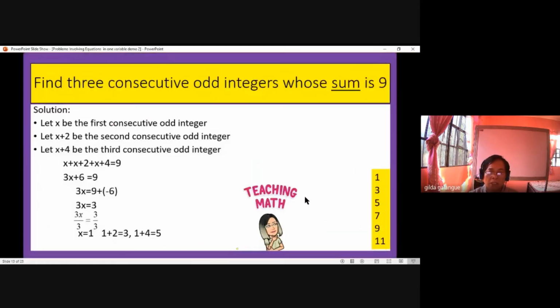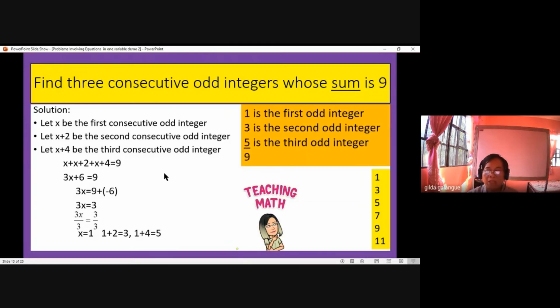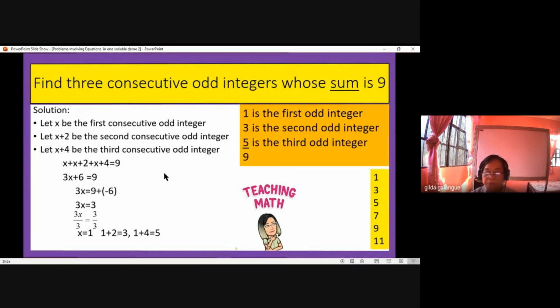So we are in the next. Find 3 consecutive odd integers. The sum is 9. Again, using mental mathematics, 3 consecutive whose sum is 9. 1 plus 3 is 4. 4 plus 5 is 9. So we have 1, 3, and 5 using mental mathematics. And this is the solution using algebraic method. So 1 is the first consecutive odd integer, 3 is the second consecutive odd integer, and 5 is the third consecutive odd integer, and the sum of the three is 9.